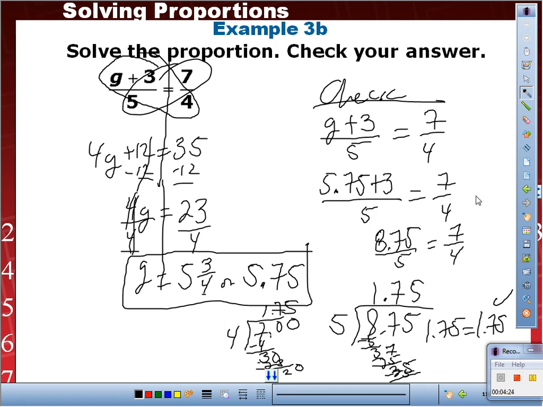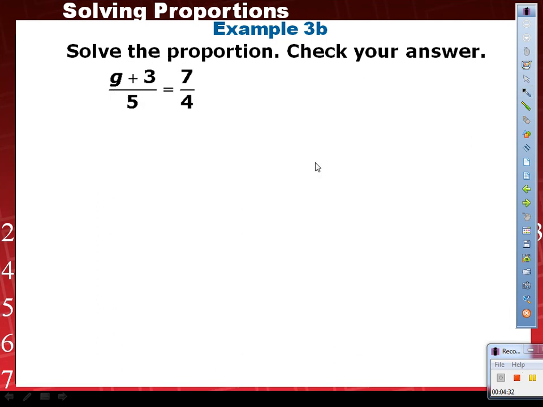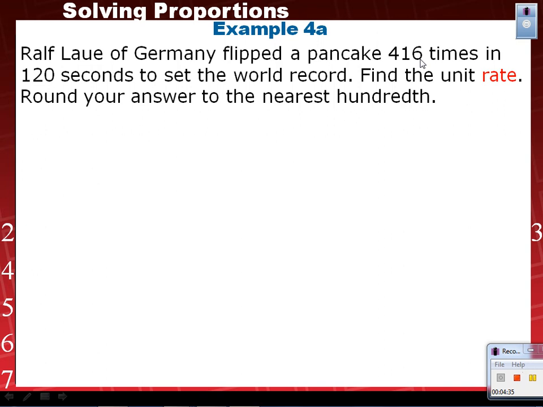So we got these, yes? Cross multiplication, proportions, yes? Yes, Mr. Q. All right, so check this out. Look at this one. Word problem. Don't copy this. Just pay attention. Look up to the screen. And we'll set up our rate, and then we'll simplify this. It says, Ralph Lau, focus please, of Germany flipped a pancake. Check this one out. Flipped a pancake 416 times in 120 seconds to set the world record.